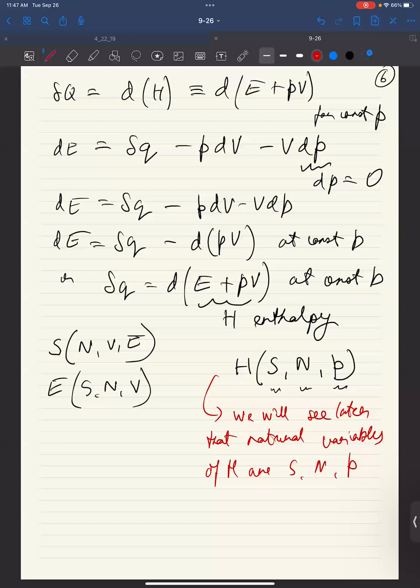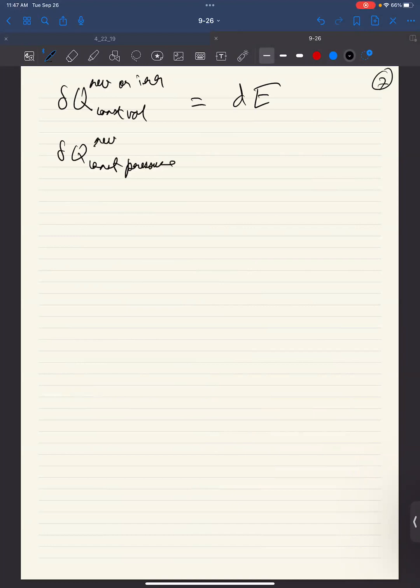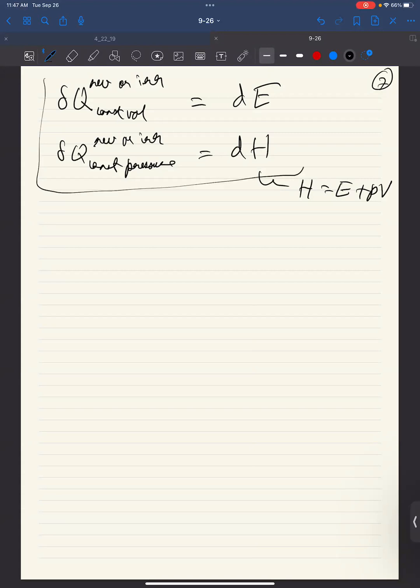Again, let me summarize what we have shown so far. We have shown that delta Q, constant volume, reversible or irreversible, is equal to dE. Delta Q, constant pressure, reversible or irreversible, is equal to dH, where H is defined as E plus PV. So these are important relations. Last time when I did this, I came next time and I gave a pop quiz, and 40% of the people got this wrong. So I might give you a pop quiz next time, but just remember this, okay?